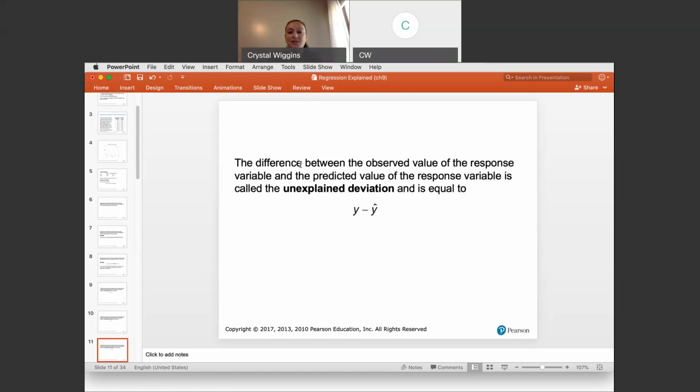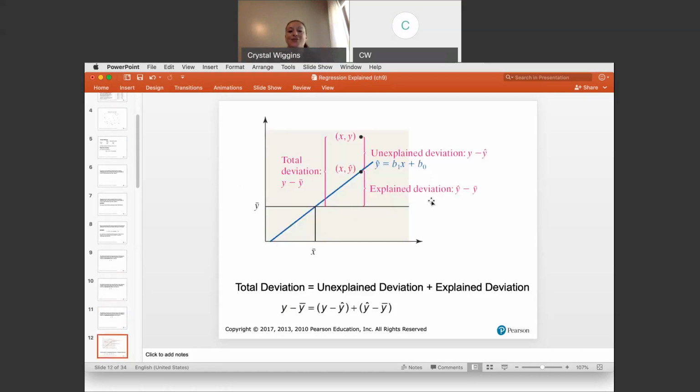So the difference between the observed value of the response variable and the predicted value is called the unexplained. Let's take a look at the picture now, so that I can go over these again. Okay, so here is your predicting line. This is your average depth, starting depth. And we are saying that the difference between the actual observation value, the dot that's not necessarily on the predictor line, and the average response is called the total deviation. How far in total do they differ from each other?